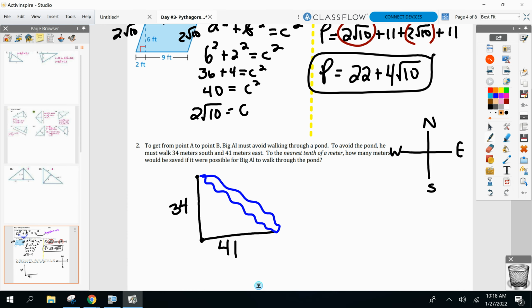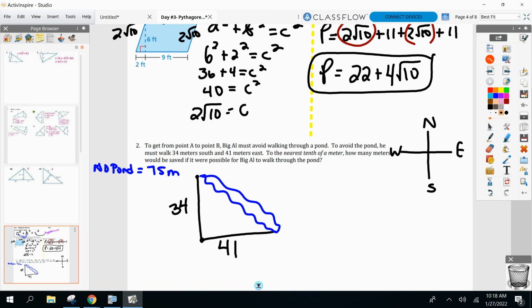So if Big Al could walk through water, and he did just walk through the pond, how many meters would he have saved by just walking through the pond? Well, right now, by not walking through the pond, how many meters did he just travel? To get to his finish line, 75, right? Everyone's good there? 34 and 41. So I'm just going to make a note off to the side. No pond, 75 meters. Everyone see how we got that? 34 and 41.